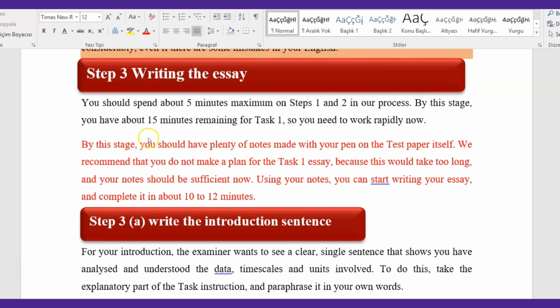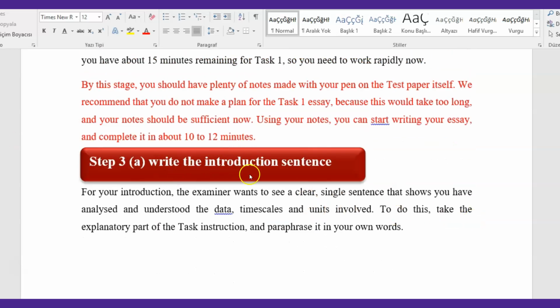Okay, by this stage you have about 15 minutes remaining for task 1, so you need to work rapidly, very fast. By this stage, you should have plenty of notes made with your pen on the test paper itself. We recommend that you do not make a plan for the task 1 essay because this would take too long and your notes should be sufficient. Now, using your notes, you can start writing your essay and complete it in about 10 or 12 minutes.